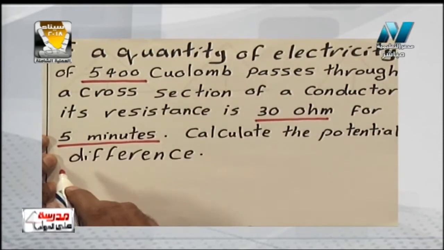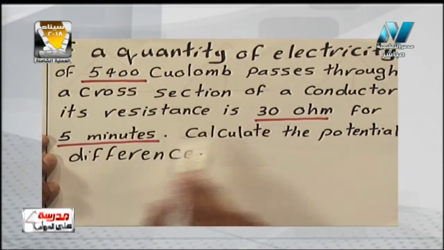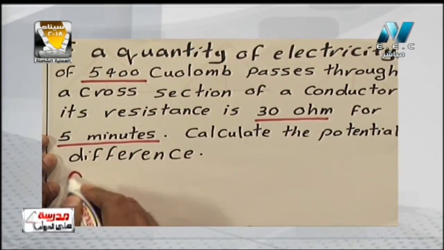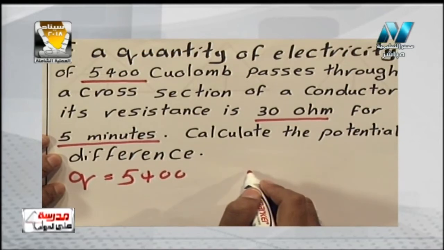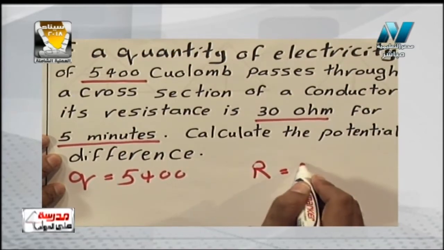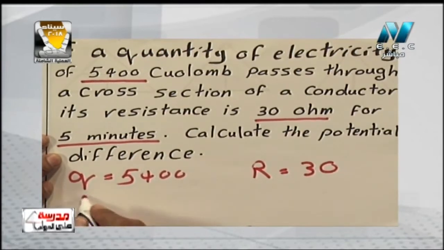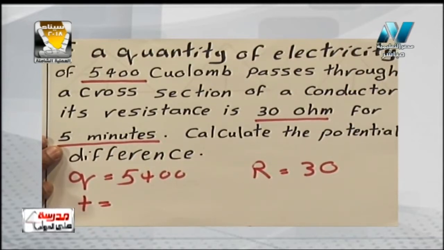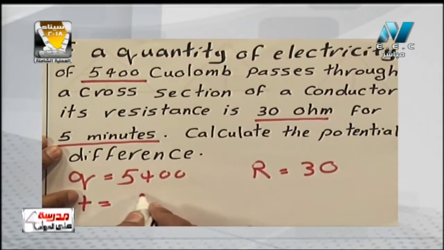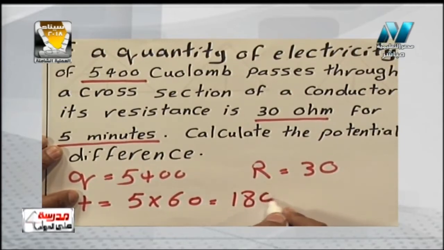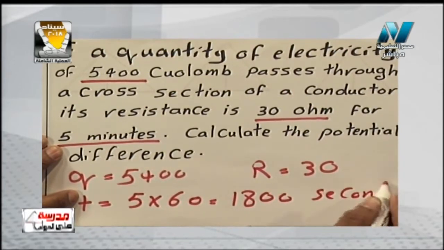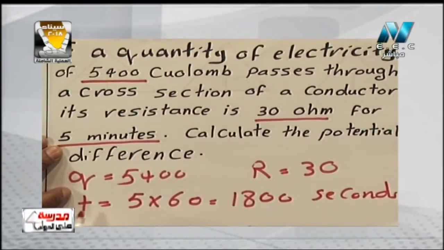Now, what are the givens? As you see, my dear students, we have 3 givens. Number one is Q, Q equal 5,400 coulomb. Number two, we have R, R equal 30 ohm. Number three, we have time. But what is the value of time here? 5 minutes. But we must convert it into seconds. So it will be 5 times 60, it will be 1,800 seconds. So now we have 3 givens. And he needs the fourth one, which is V.